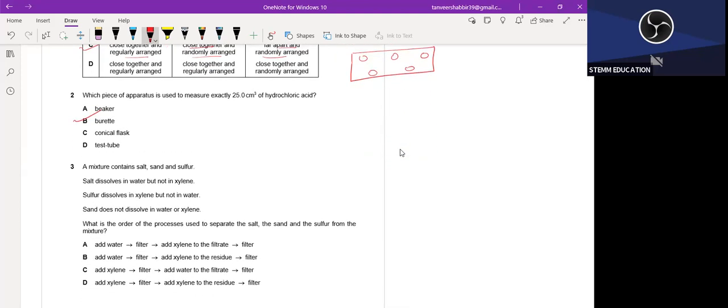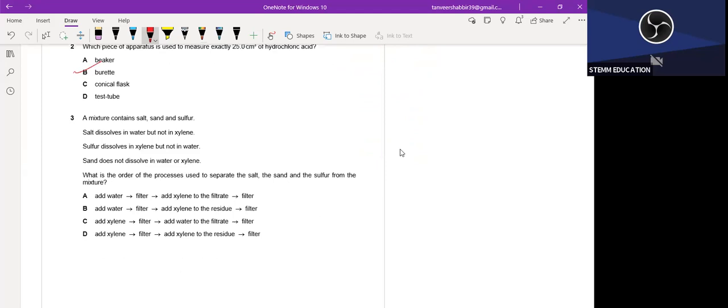Now the third question is very interesting. A mixture contains salt, sand, and sulfur. Now what is given? Salt dissolves in water but not in xylene. Sulfur dissolves in xylene but not in water, whereas sand does not dissolve in water or xylene. So what is the order of processes used to separate salt, sand, and sulfur from the mixture? The question asks how we can separate these three from each other.